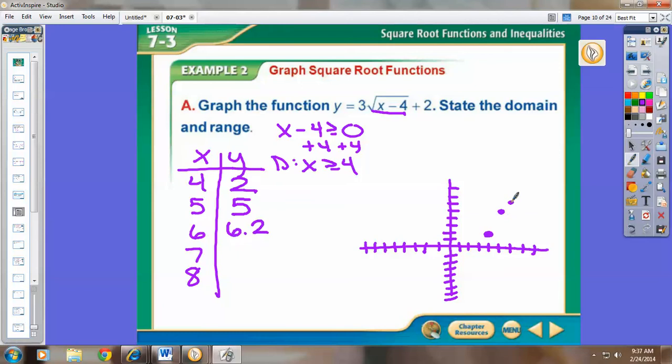Right now it just looks kind of like a straight line, doesn't it? We haven't picked enough points. This is definitely not a straight line. Let's put 7 in for x. 7 minus 4 is 3. What's the square root of 3? 1.7. Okay, 1.7. So 1.7 times 3 is 5.1, plus 2? 7.1.